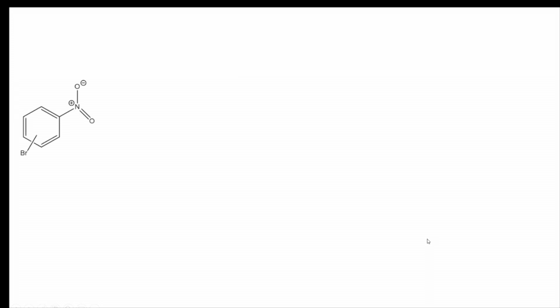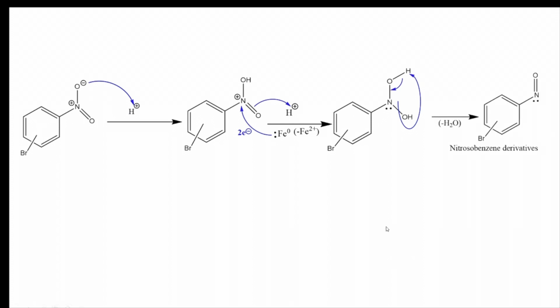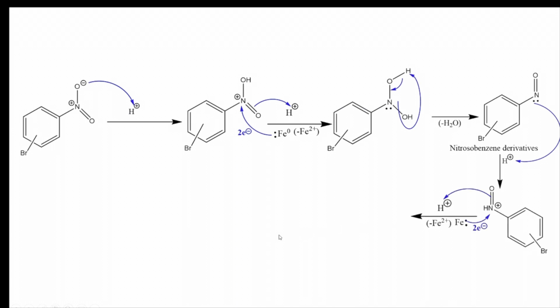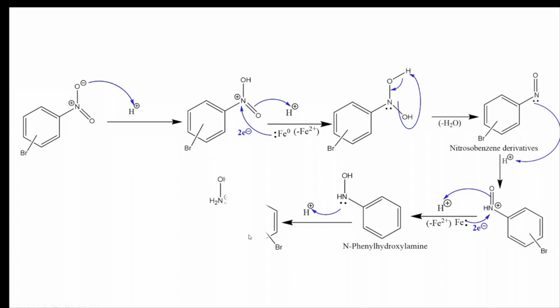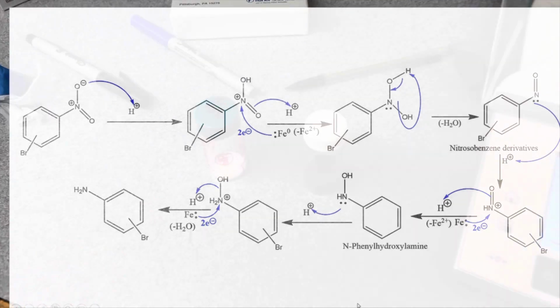So let's see the mechanism of how this reaction happens. First the nitro compound takes a proton with this O minus to form this intermediate, and then another proton and iron give 2 electrons to form this intermediate, and then by removing one molecule of water it gives the nitrosobenzene derivative, which will attach another proton to form this positive intermediate, and again iron will give 2 more electrons to the nitrogen to form this N-phenylhydroxylamine, and that will take another proton to form the positive ion intermediate, and then iron will give the 2 electrons to give you the aniline.